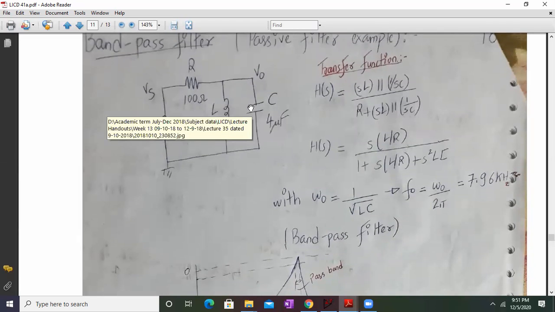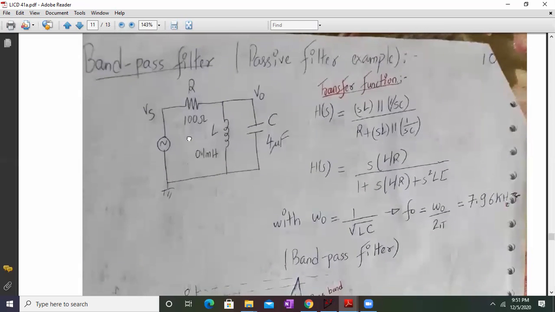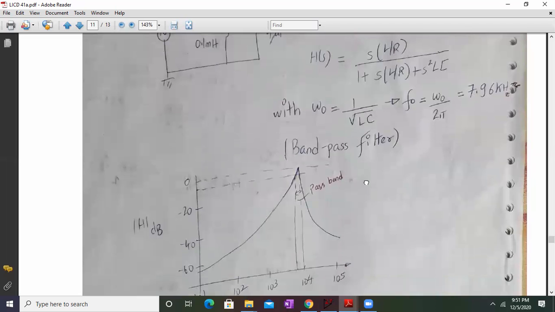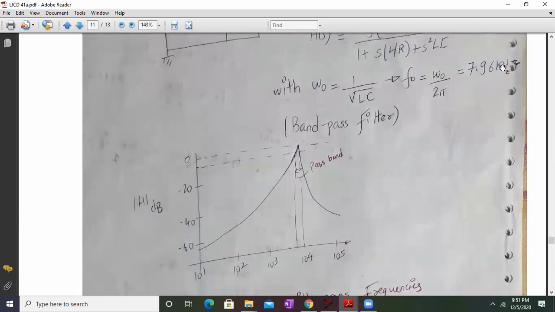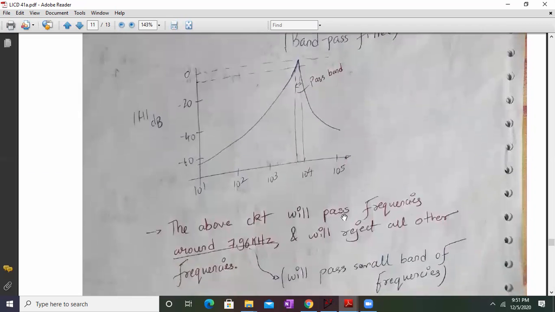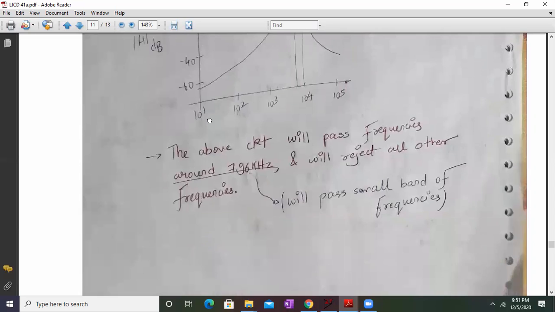Elements all three are present. That means it's a passive band pass filter. The omega naught will be close to around 7.96 kilohertz. It will be a very narrow band pass filter. So the above circuit will pass the frequencies around 7.96 kilohertz, a small band of frequencies, and it will reject all the other frequencies.